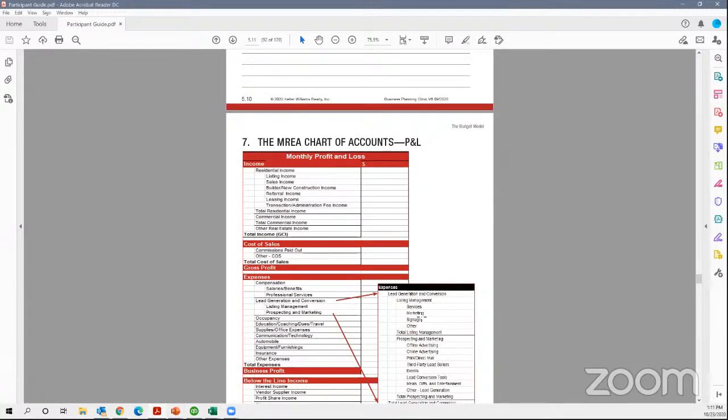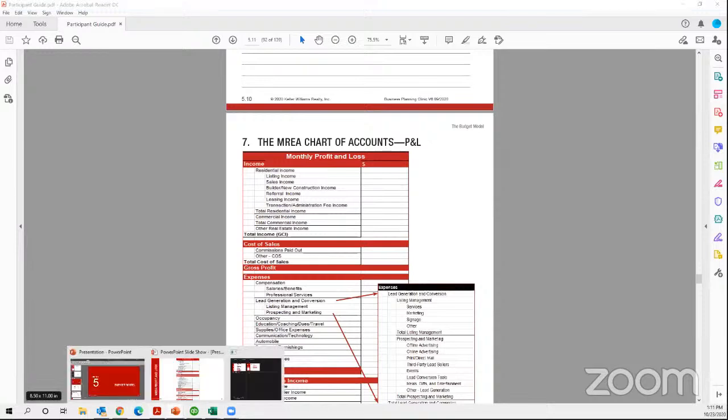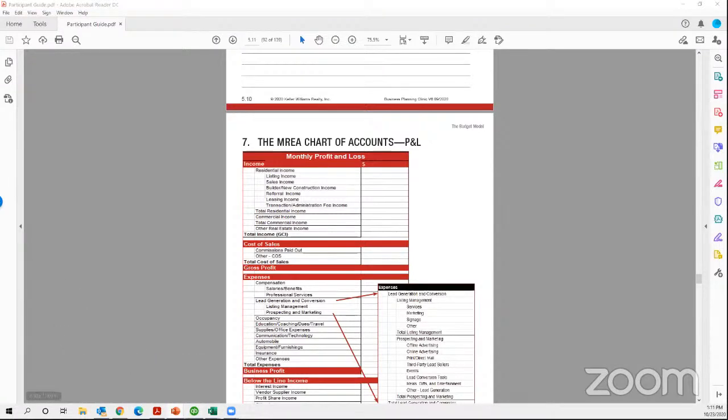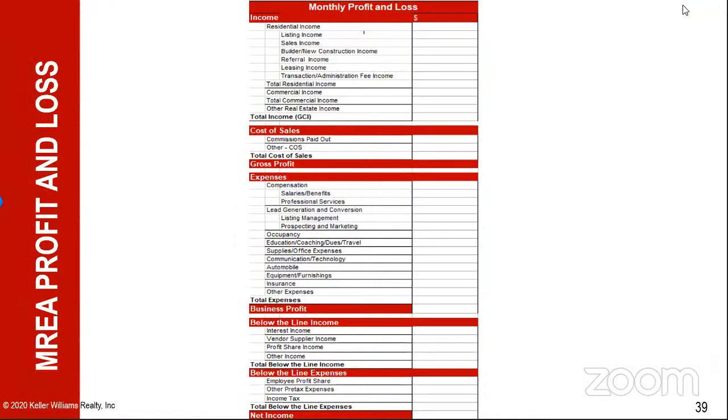So let's go back to the profit and loss statement. Let me open this up right here. One of the things that we're going to provide you with is a chart of accounts. If you're familiar with the MREA chart of accounts, or with accounting, you'll know what that means. The MREA chart of accounts is those 9 buckets, and it breaks them down into further expenses as well.